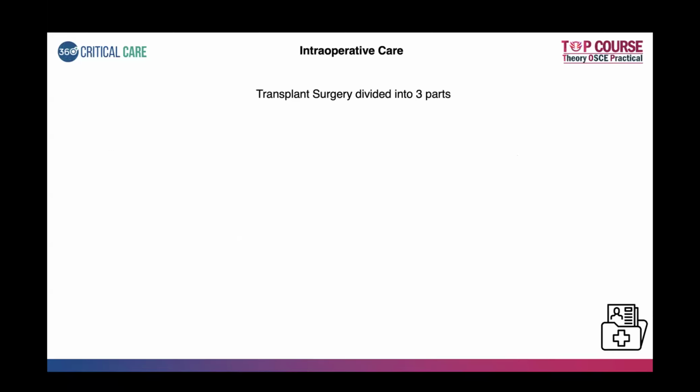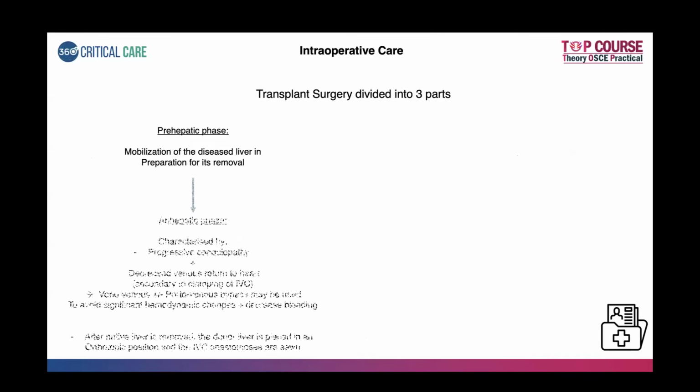So coming to the intraoperative care, transplant surgery is divided into 3 parts: prehepatic, anhepatic, and posthepatic. The prehepatic phase is just mobilization of the diseased liver in preparation for its removal. Then we have the anhepatic phase, which is characterized by progressive coagulopathy and a decrease in venous return to the heart. Why does that occur? It is secondary to clamping of the IVC.